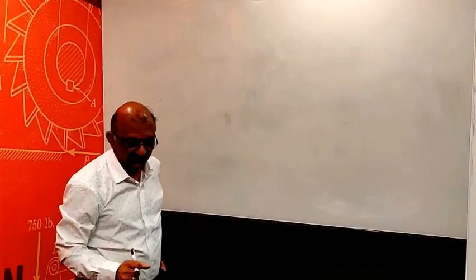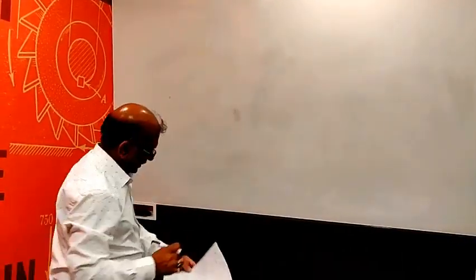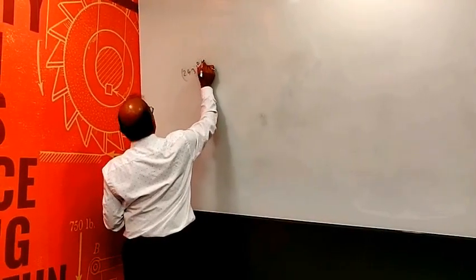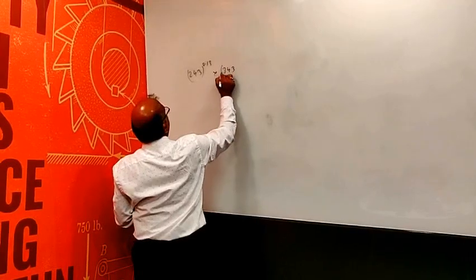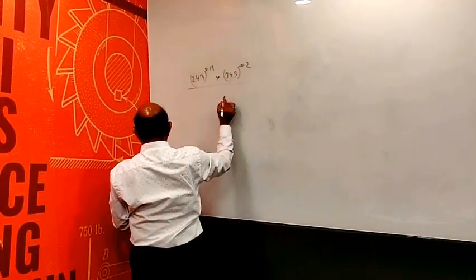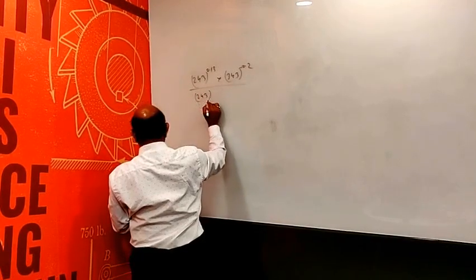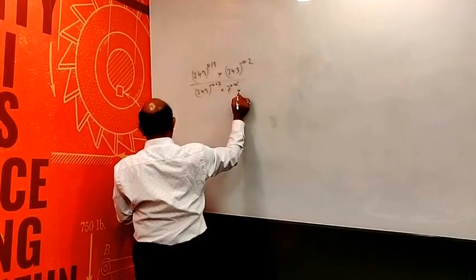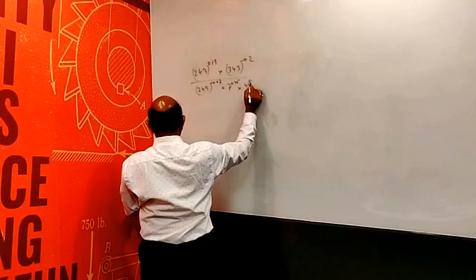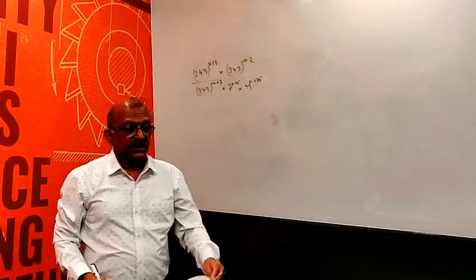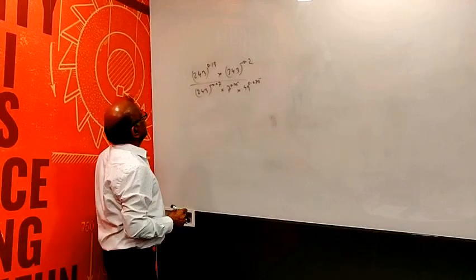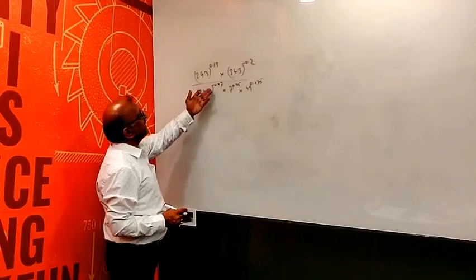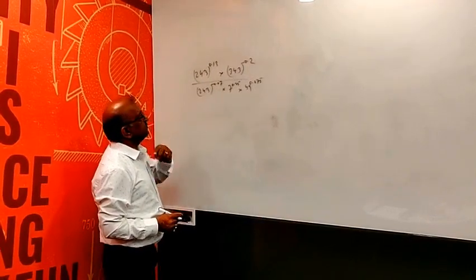So I'll take up a couple of problems, and I'll write down 243 raised to the power 0.13 into 343 raised to the power minus 0.2 upon 243 raised to the power minus 0.07 into 7 raised to the power 0.25 into 49 raised to the power 0.075. Now let's see how to solve this. Try to convert these numbers into the basic powers, and if possible, try to make the negative powers positive powers, and then do the simplification.